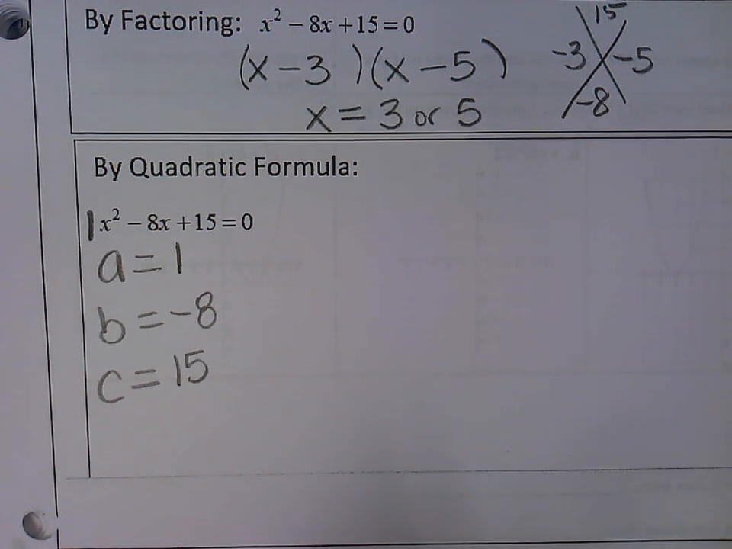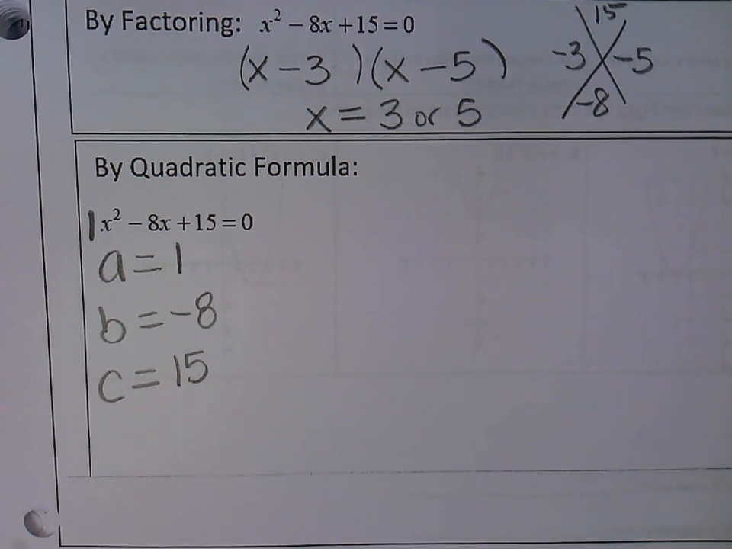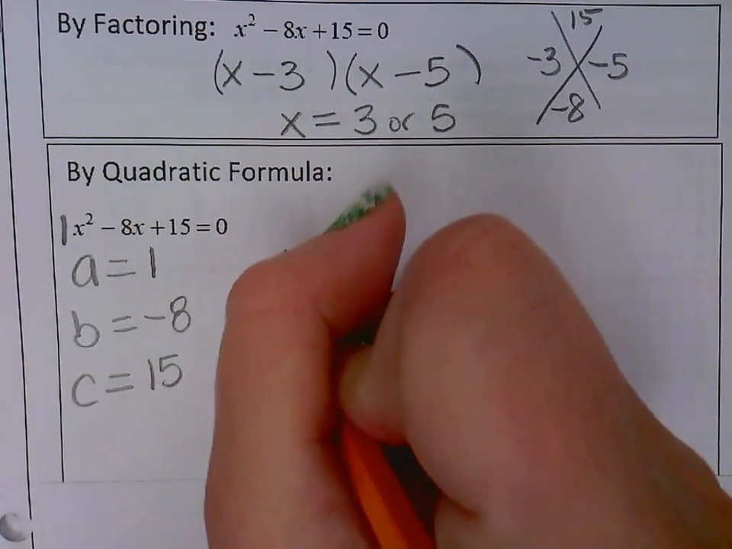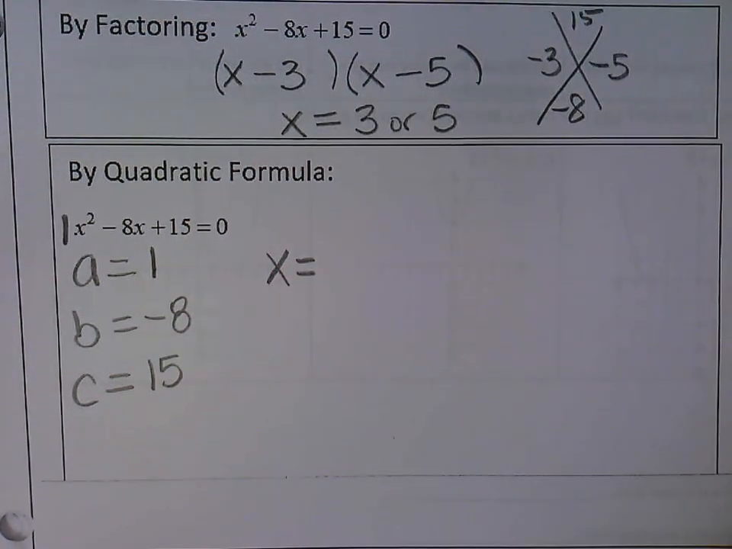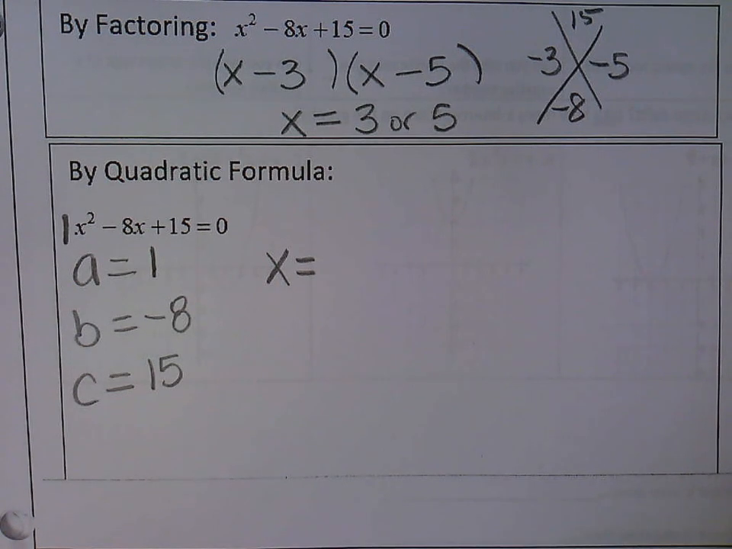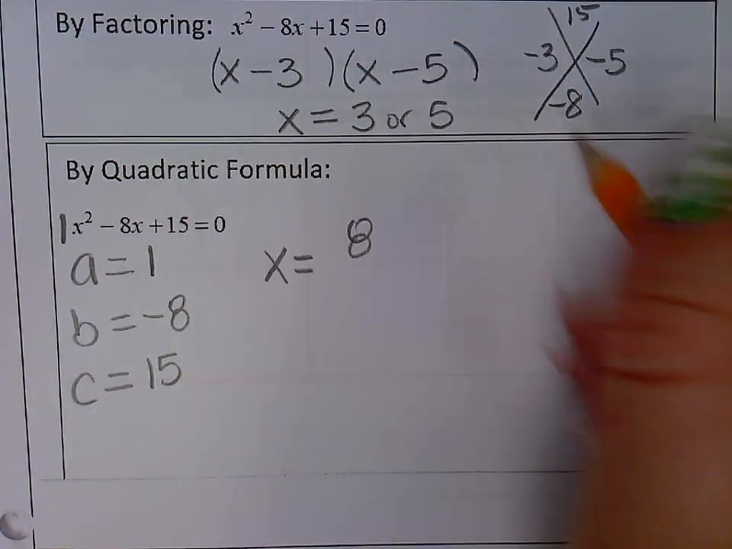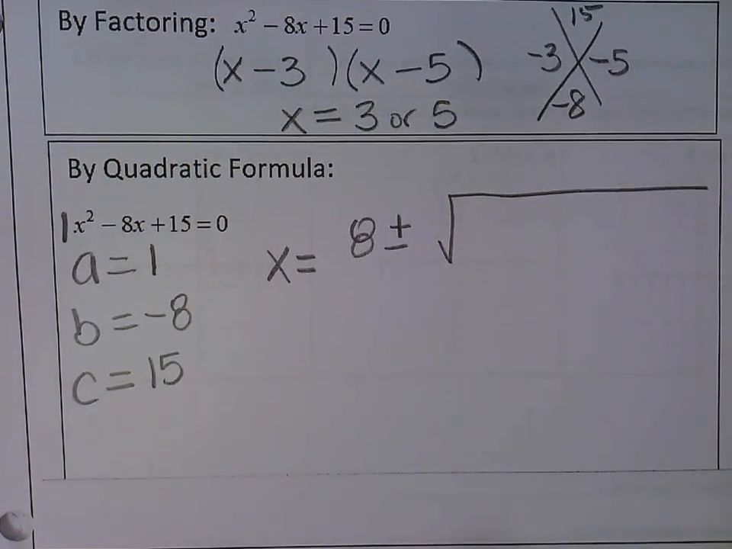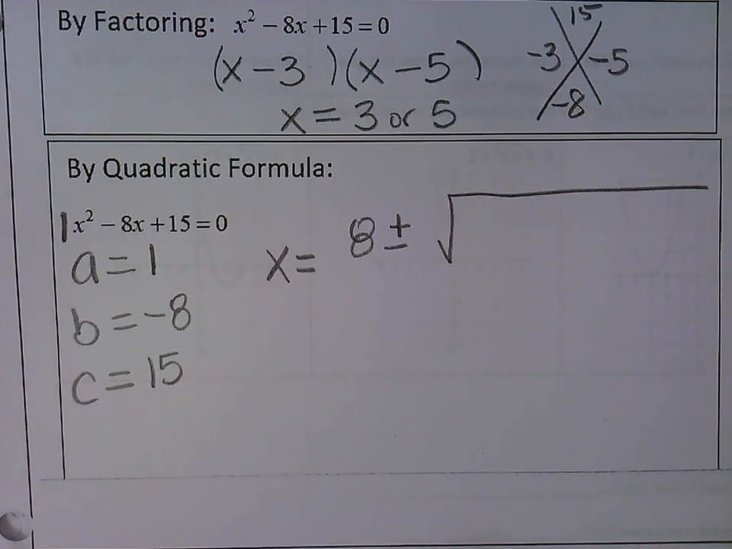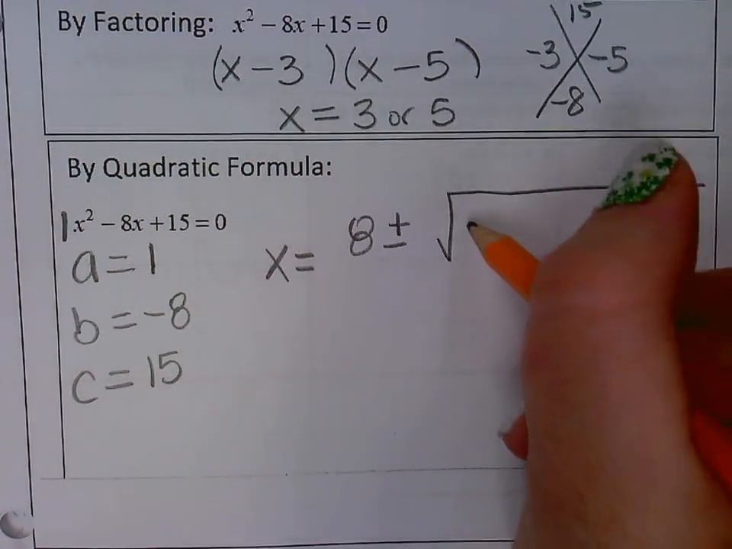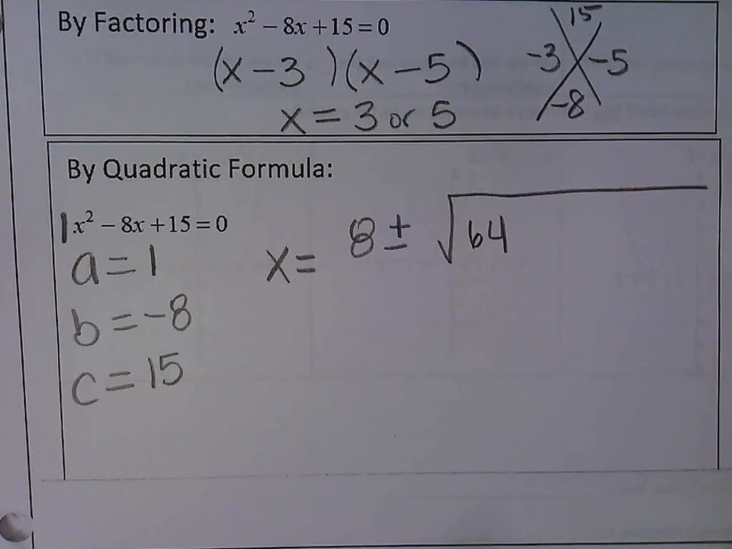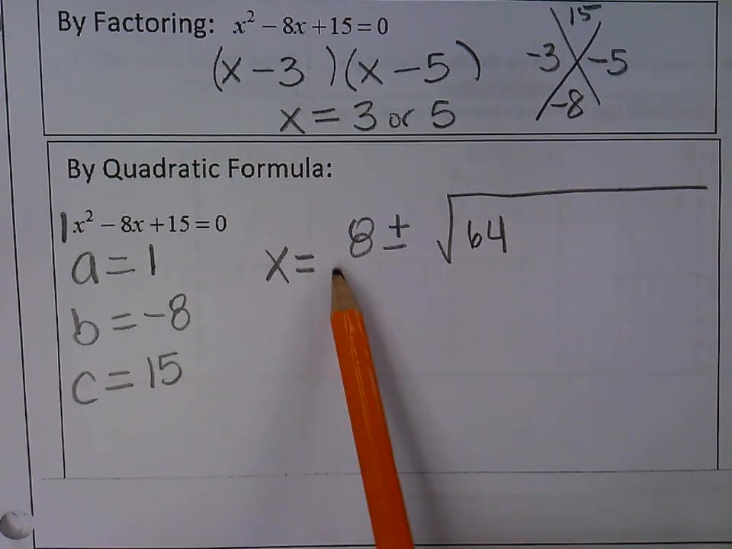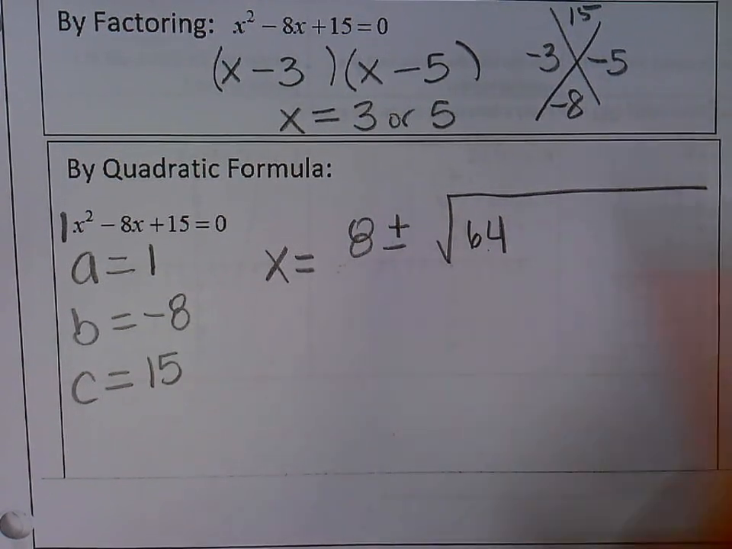You only use the coefficients. You don't use x. So now I'm going to put it into the formula. The formula says x equals, all right, opposite of B. What's the opposite of -8? +8, right? Plus or minus the square root. What is B squared? What's -8 times -8? So +64, because a negative times a negative is a positive.